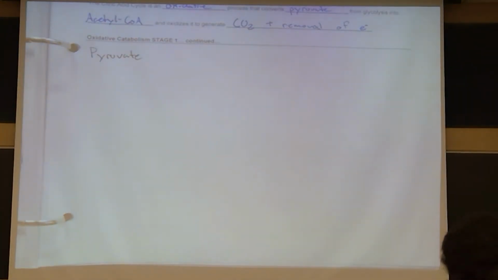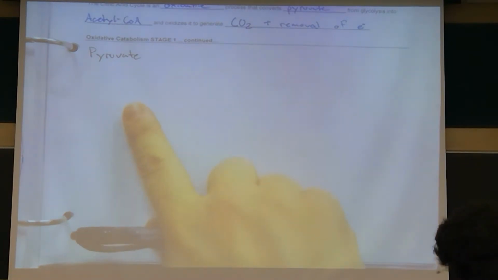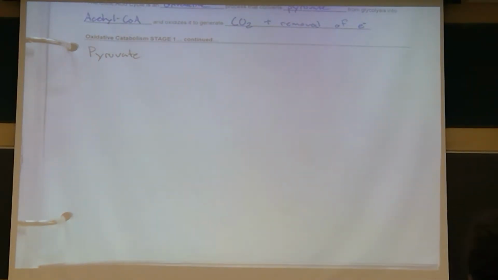And remember, we're always going to refer to this in terms of glucose. So for one glucose, how many pyruvate do I make? 2, right? So 2 pyruvate. So if I generate NADH through this process, which we do, that's actually 2 NADH per glucose, right?